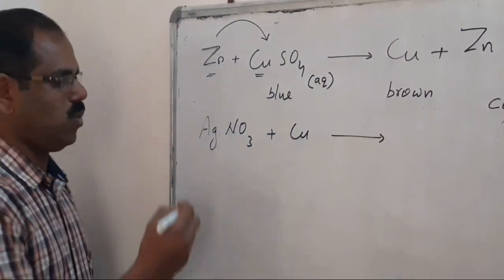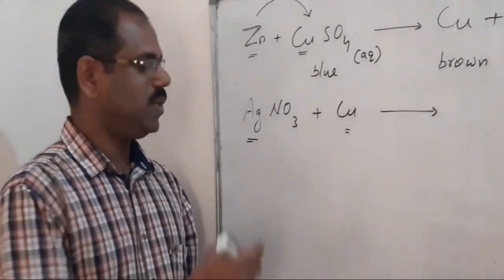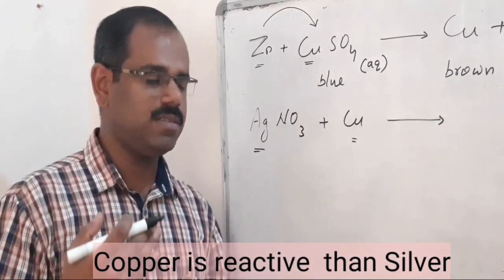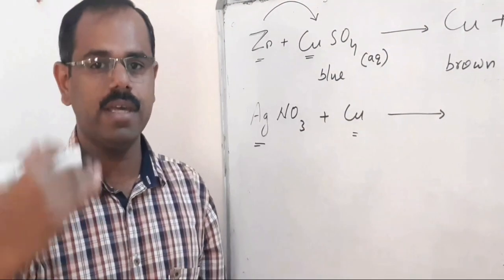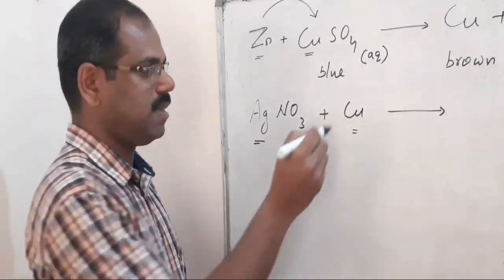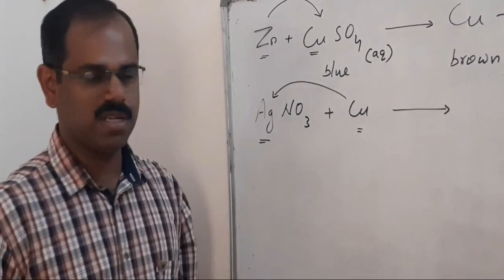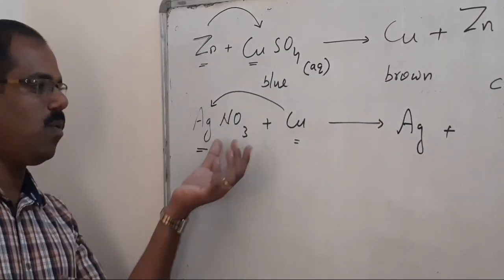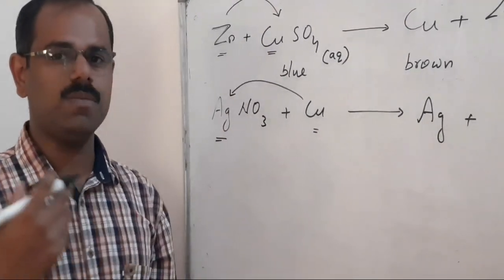Okay. See the next two. Copper is more reactive than silver. Look at the reactivity series. Copper is more reactive than silver. That means copper comes first, thereafter silver in the reactivity series. The copper displaces silver. So silver is made out. Then copper comes here. That means copper and nitrate forms copper nitrate.